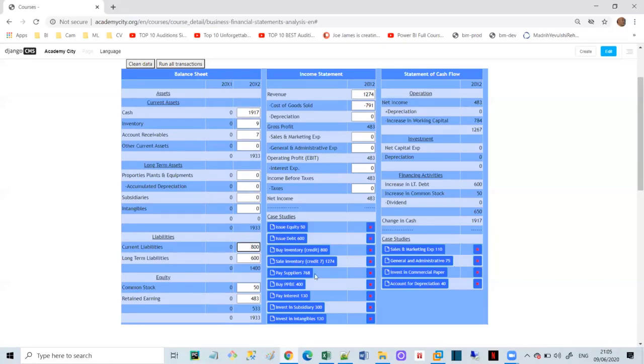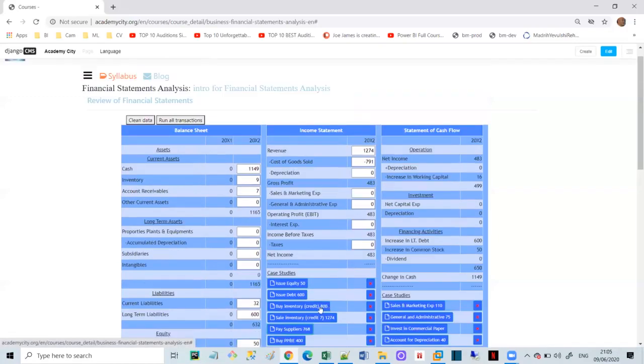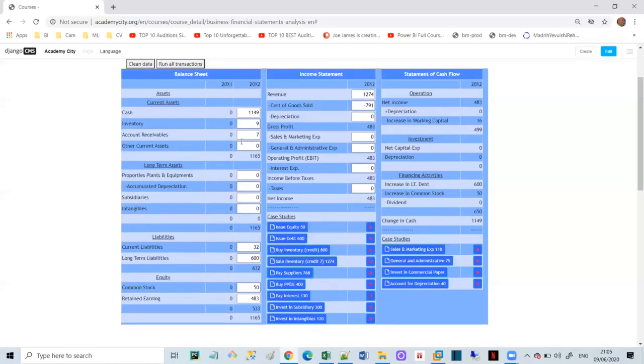So let's go ahead and click that one. And what do we see here? Indeed, this one went down by 768, and really my current liabilities went down by the same amount, from 800 to 32. It is the decline by 768.